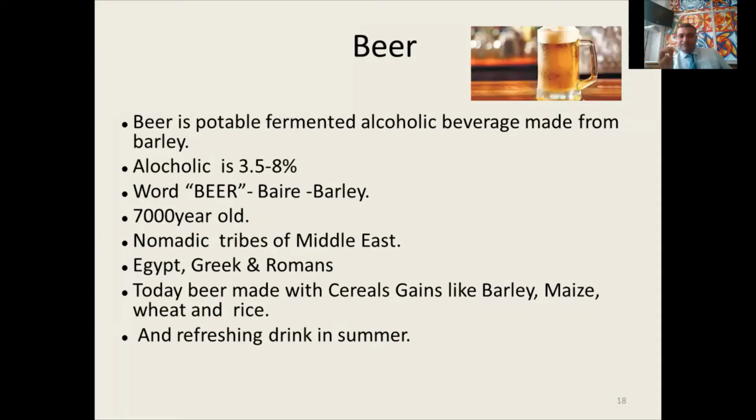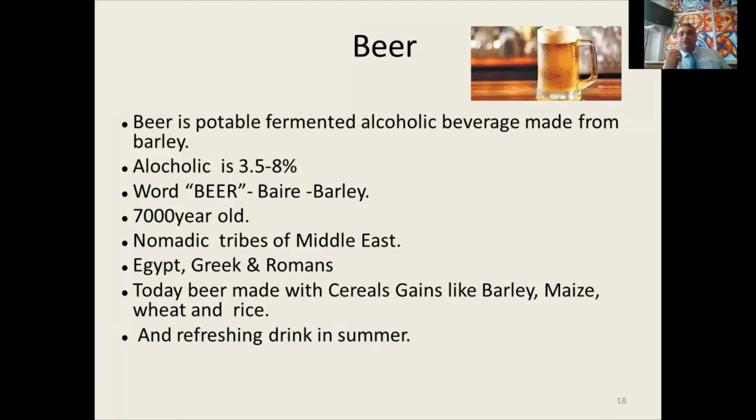In the air, we have natural yeast. This yeast reacted with the porridge and started fermentation. And that's how beer was made and formed at that time. The tribe started drinking it and really enjoyed the taste. And they also saw some alcohol content in that. So that's how beer was accidentally made.